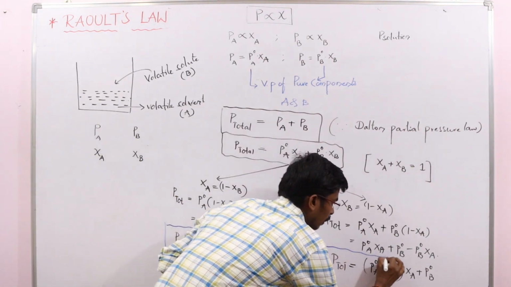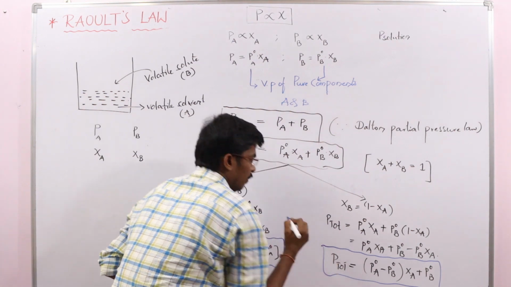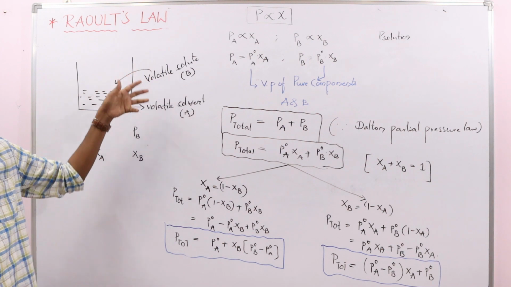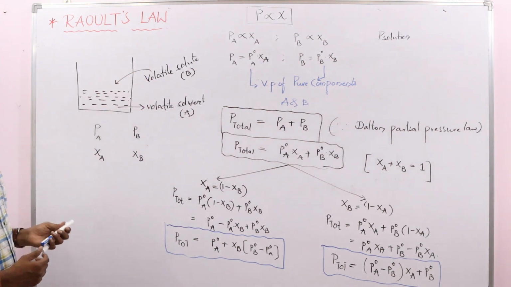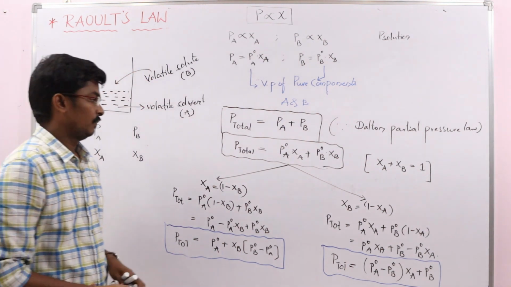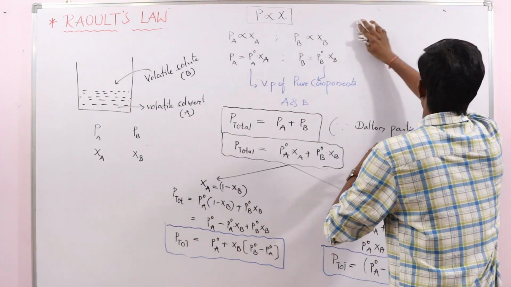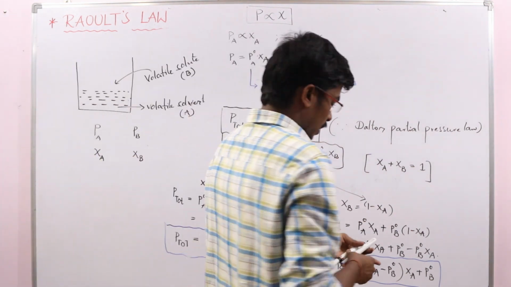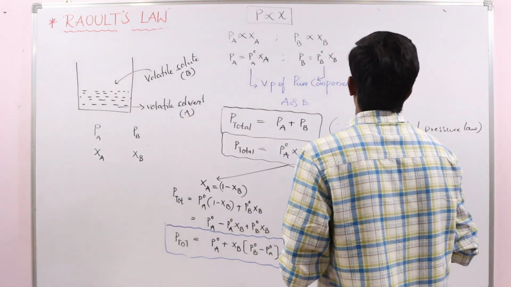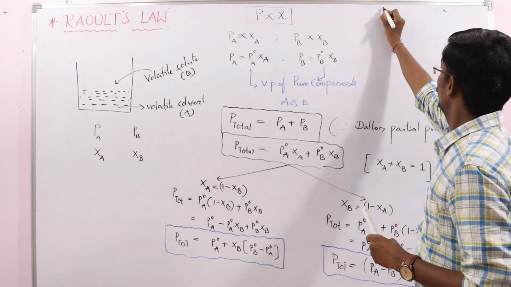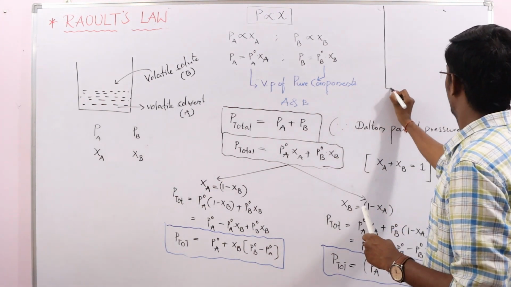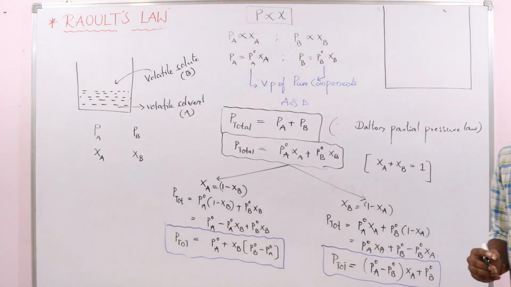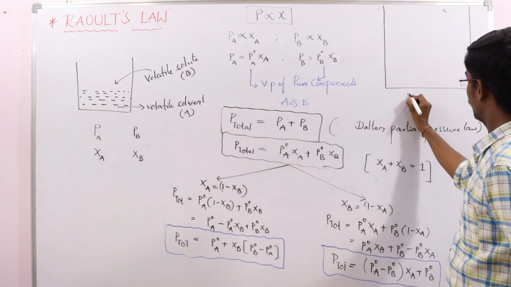So this is Raoult's law. According to Raoult's law, this is what we have when we have two volatile components. Now observe the graphical representation when we have two volatile components. The graphical representation we are giving with respect to vapor pressure and mole fraction. The solution here I would like to show with respect to mole fraction.